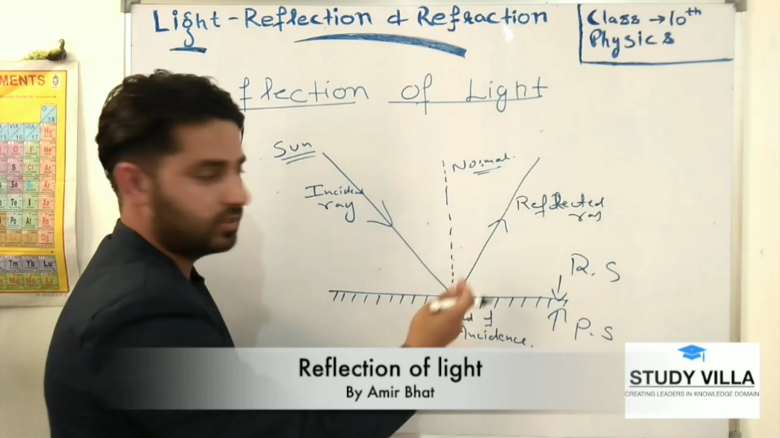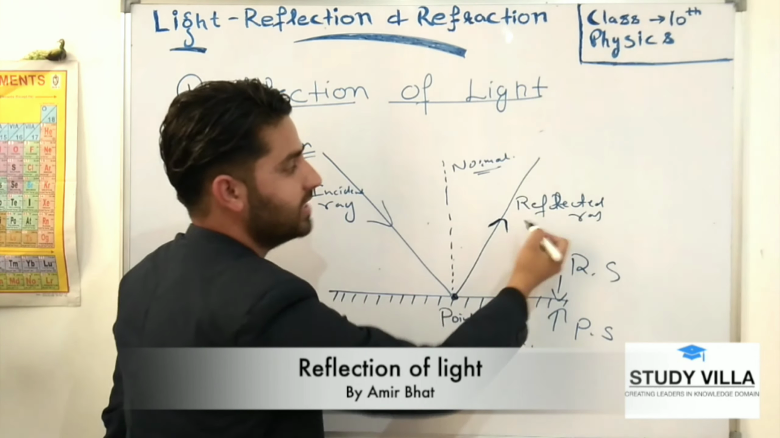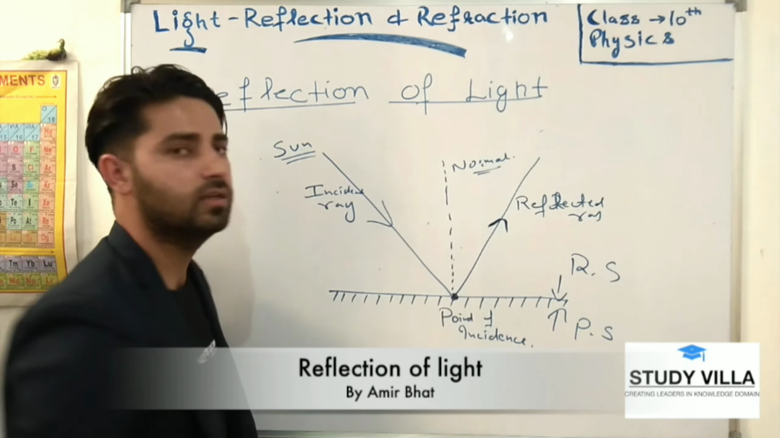तो व्हाट इज रिफ्लेक्टेड रे? The ray which is sent back. ऐसी रे जो बैक होके वापस जा रही है, एरो रिप्रेजेंट कर रही है, is known as reflected ray. And what do you mean by normal? When we draw a perpendicular from the point of incidence, it is known as normal.